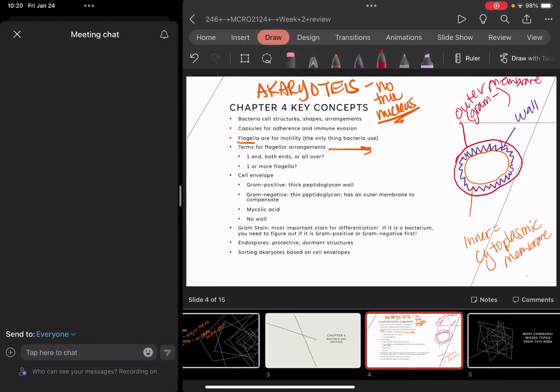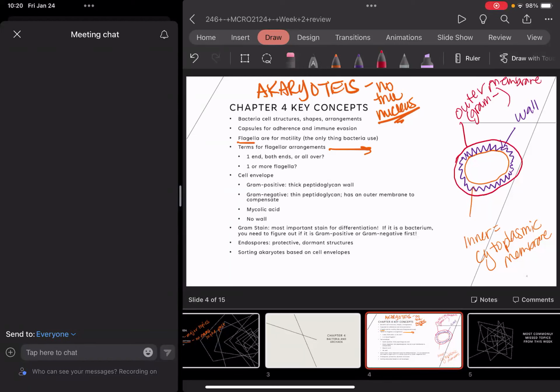This is the cell envelope. That entire thing all together, all of these features, whatever you have going on your outside combined, that's your cell envelope. So the cell envelope encompasses your cell wall and whatever membranes you might have for a bacteria, and that's important. All right, so that's the cell envelope.